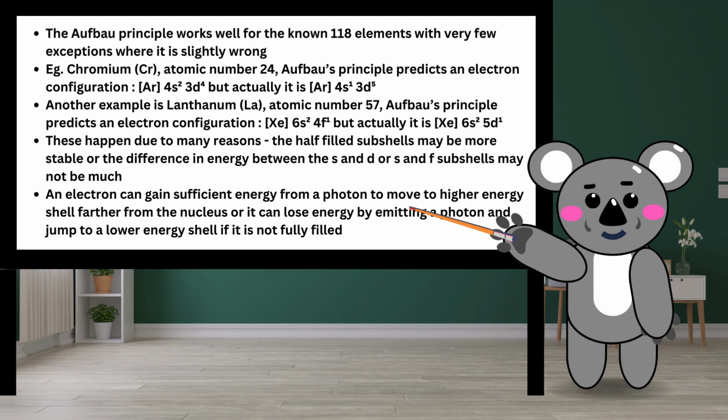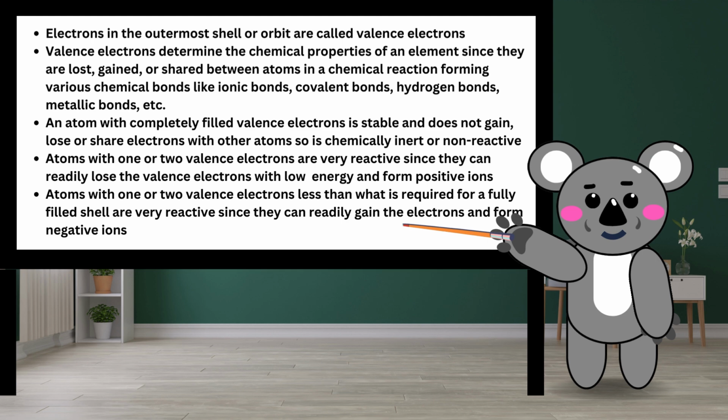The half-filled subshells may be more stable, or the difference in energy between the s and d, or s and f subshells may not be much. An electron can gain sufficient energy from a photon to move to a higher energy shell farther from the nucleus, or it can lose energy by emitting a photon and jump to a lower energy shell if it is not fully filled. Electrons in the outermost shell or orbit are called valence electrons.